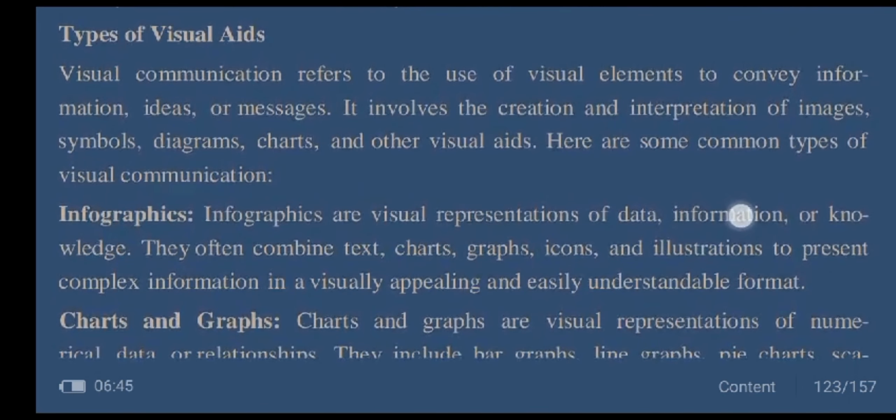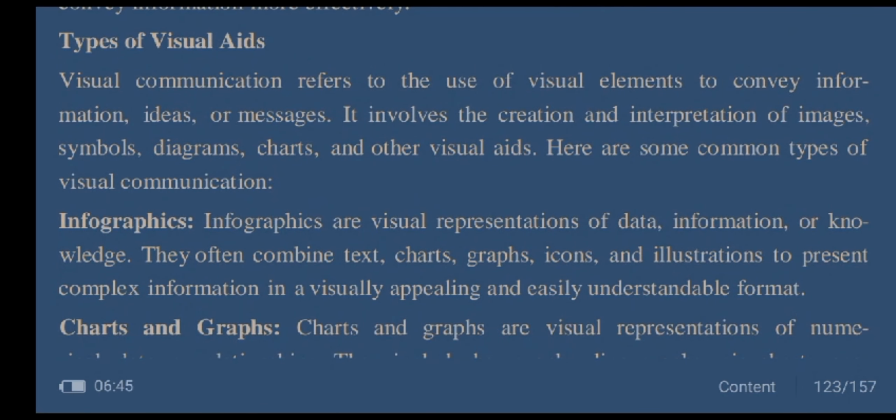Visual communication refers to the use of visual elements to convey information, ideas or messages. As I already said, visual elements like graphics, animation, drawing, moving pictures, motion pictures, we say. It involves the creation and interpretation of images, symbols, diagrams, charts, and other visual aids. Here are some common types of visual communication.